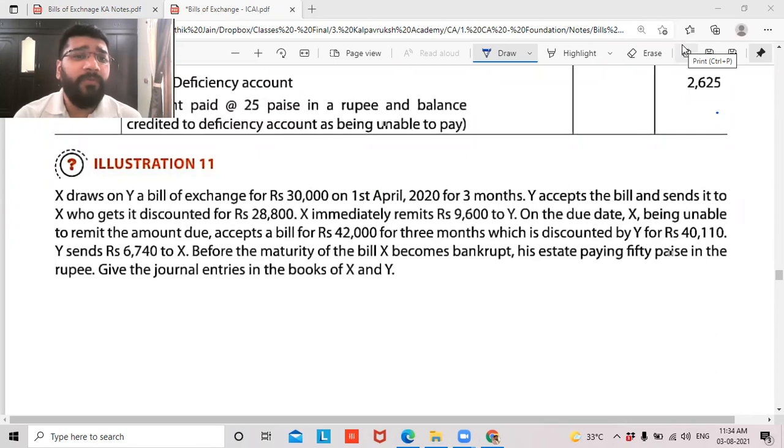So guys, we're doing this chapter of accounting of bills of exchange. And guys, in the previous class, we did a couple of sums with regard to accommodation of bill. So let's continue that, guys, with illustration 11 of the study material.